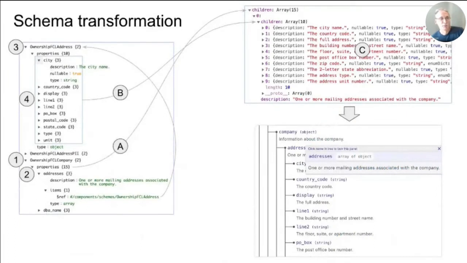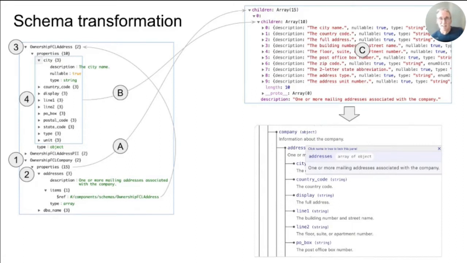Here's how we transform the spec. Item one is the spec for the company component. This component has 15 properties, one of which is a list of addresses, that's item two. Following the ref takes you to the address component, which is item three, and this has 10 properties.